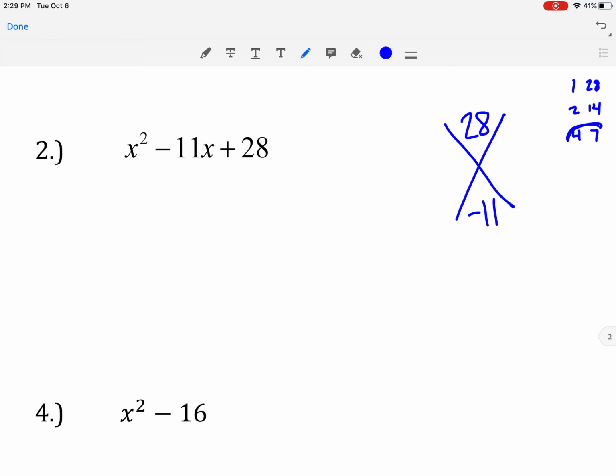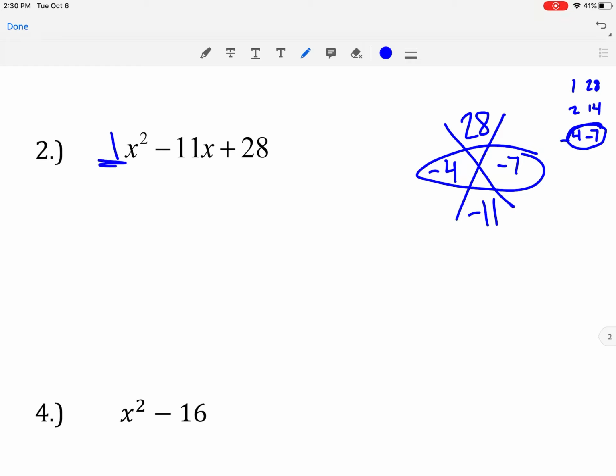These two look like they might be pretty close to what we need. However, if I add those together, I get positive 11. But do you remember what we can do is I can change those to negative. And if I change them both to negative, I still get a positive 28 when I multiply, and this time I get a negative 11 when I add.